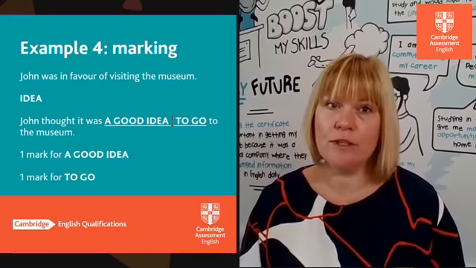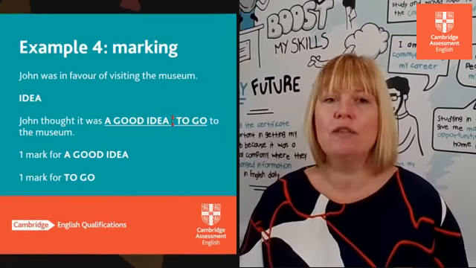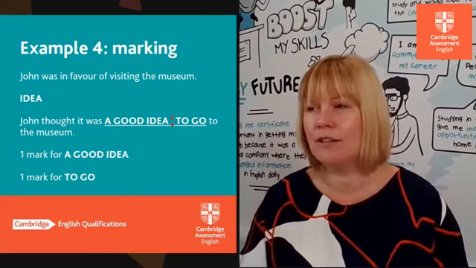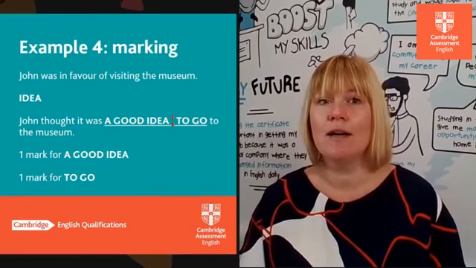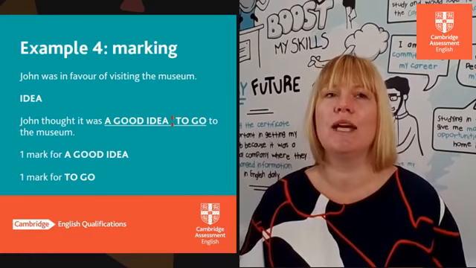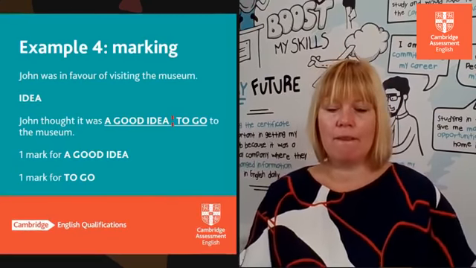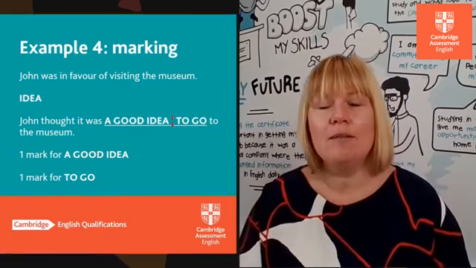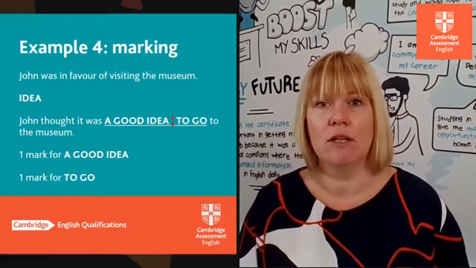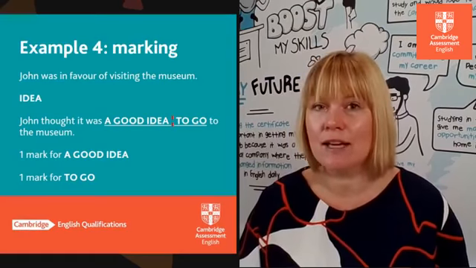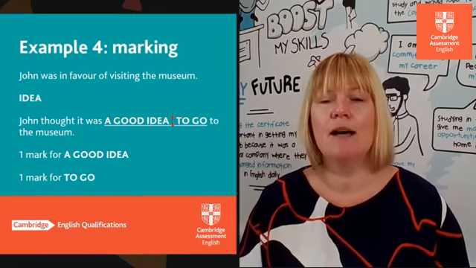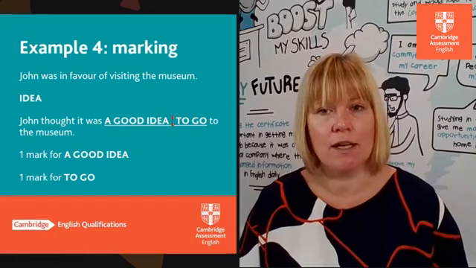So if you wrote down, John thought it was a good idea to the museum, you would still get 1 mark. Okay, so all of you who wrote that down, and there were a few of you, you would still get 1 mark. If you wrote, John thought it was a good idea to go to the museum, you would get 2 marks. So why is this important for you to know? Well, because I really want to encourage you to write something down. Okay, even if you don't get it 100% correct, there is a chance that you will get 1 mark. Okay, even if you don't get 2 marks. So give it a go and try it.